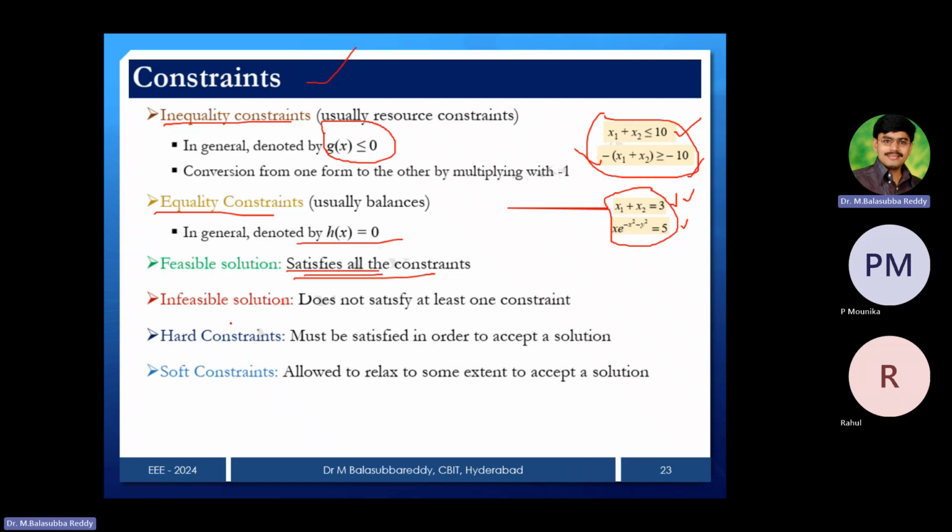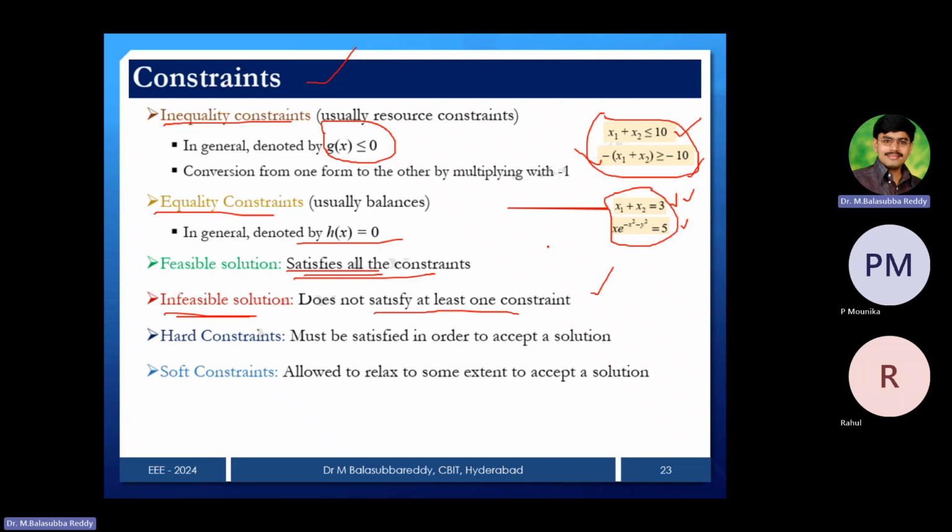What is the meaning of an infeasible solution? It does not satisfy at least one constraint. Suppose all constraints are satisfied except one, then I can say the solution is infeasible. So when the solution is feasible, all constraints must be satisfied, and if any one of the constraints is not satisfied, we can say it is infeasible.